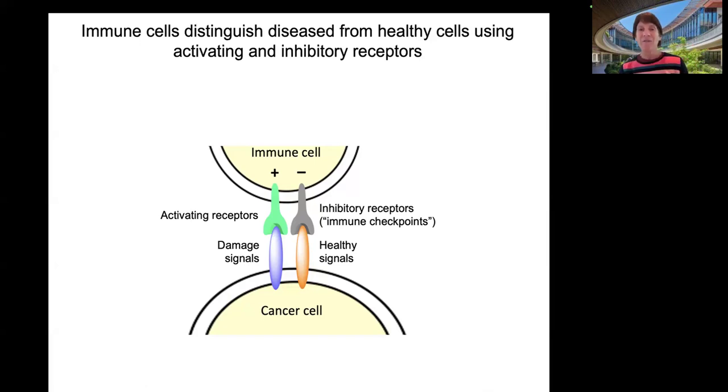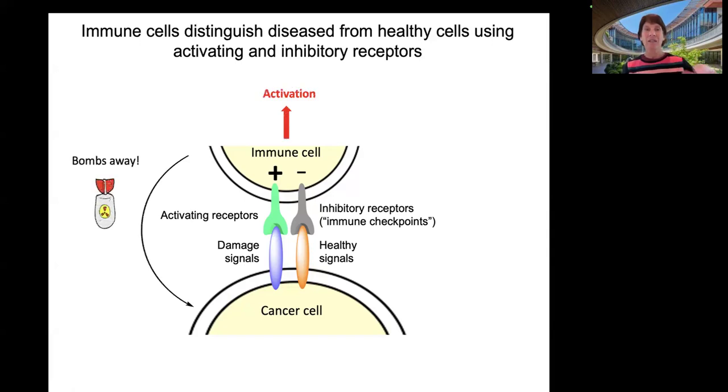And so if there's enough handshaking between the green molecule and the blue molecule, then a signal gets sent inside the immune cell that causes it to react and literally tells it to drop a bomb and kill that cancer cell.